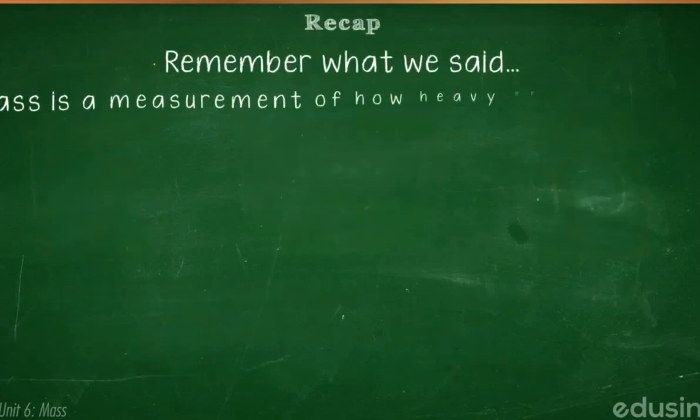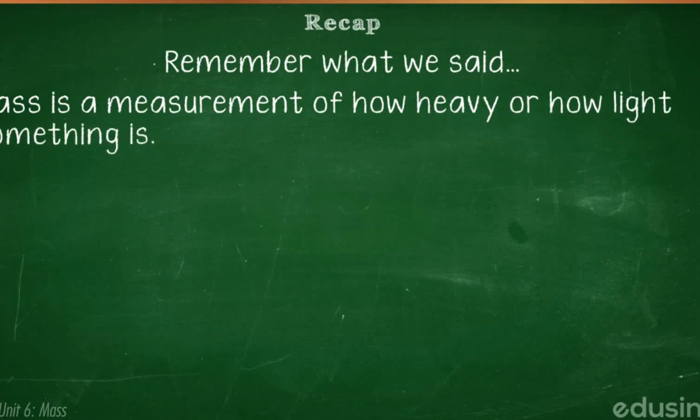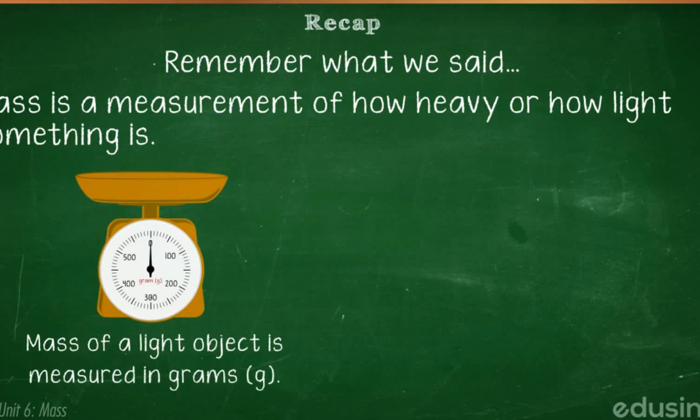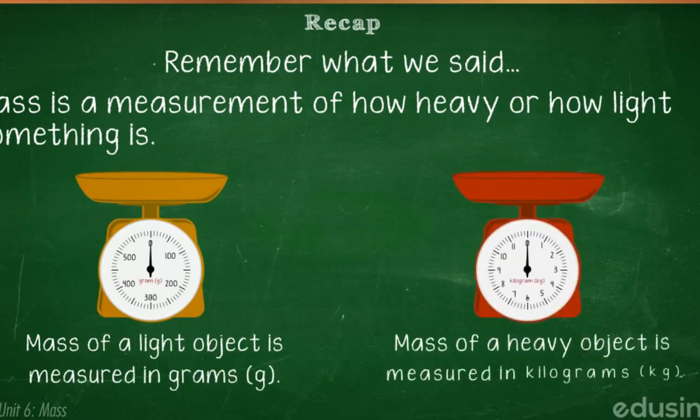Remember, mass is a measurement of how heavy or light something is. Mass of a light object is measured in grams. Mass of a heavy object is measured in kilograms. Mass of a light object is measured in? Mass of a heavy object is measured in? Okay. Grams.